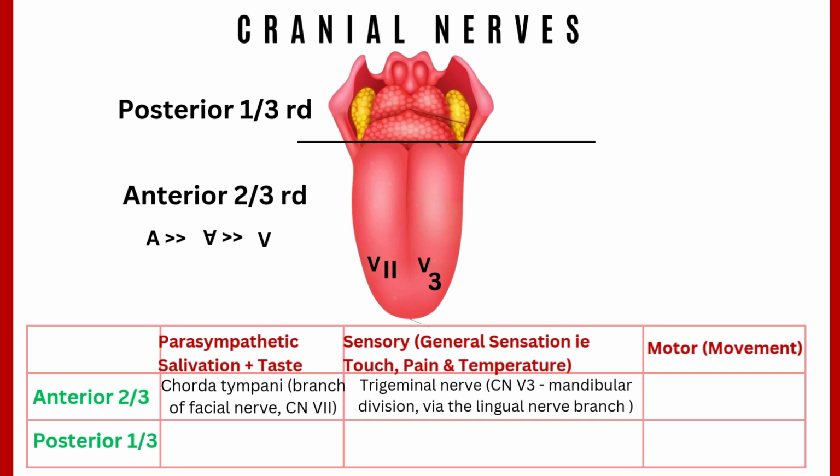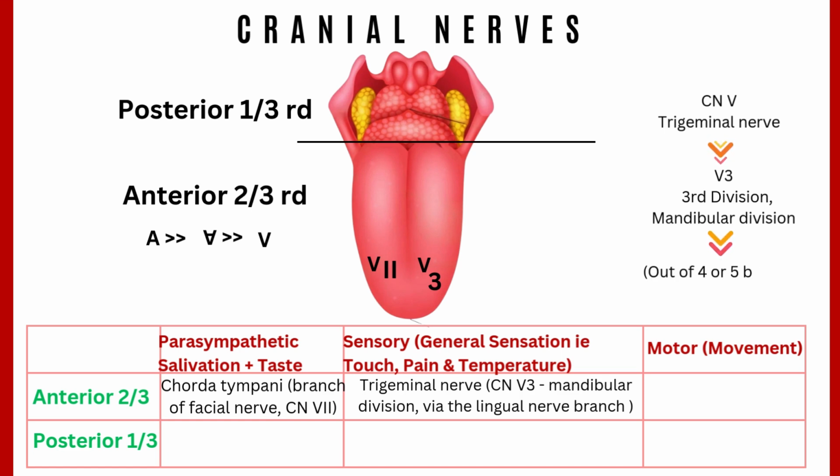So for those who have got confused with this, let me briefly explain. The cranial nerve 5, which is the trigeminal nerve, has three main divisions. The third is the mandibular. That is why we write 3 after the Roman 5. Out of 4 or 5 branches of the mandibular division, one important branch is the lingual nerve. So the lingual nerve branch of the mandibular division of the trigeminal nerve provides general sensation, that is touch, pain, temperature, to the anterior 2/3 of the tongue. Hope this is clear now.